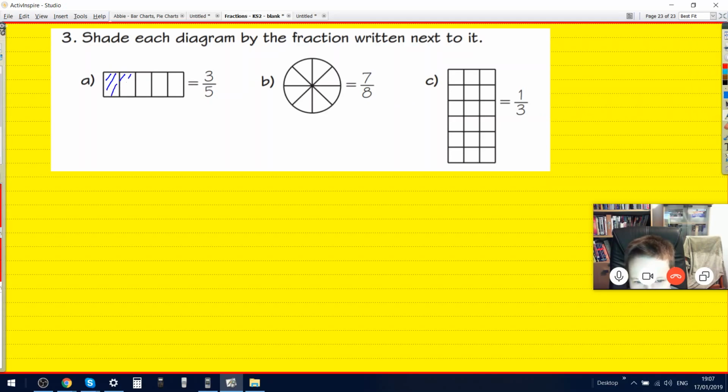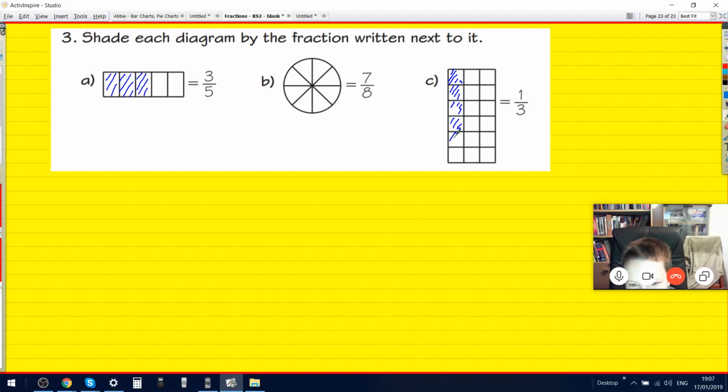So it says 1/3. I think you would just need to shade in one of the squares. What do you mean, one square? So one way you can do it is you can shade 1 and then leave 2. Okay. So if you shade 1, leave 2, shade 1, leave 2.